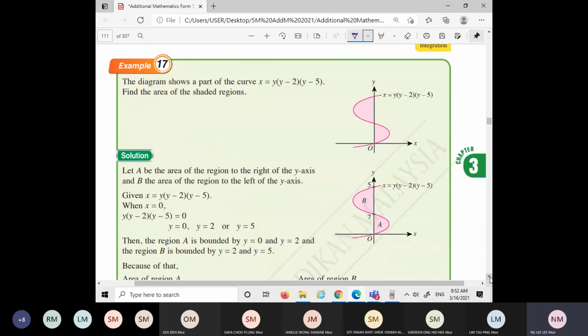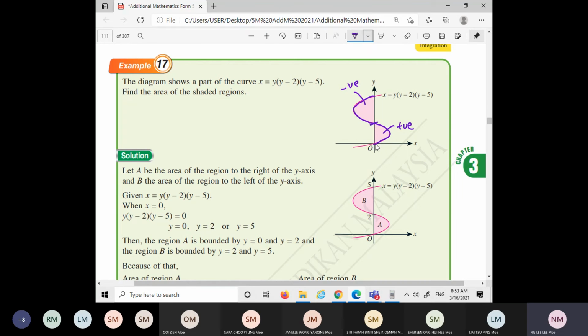Okay, this is the one. The diagram shows part of the curve. Find the area of the shaded region. Same thing, you see here. This part is on the left of the y-axis, so this one you will get negative. And this part is on the right of the y-axis, so this one you will get positive.